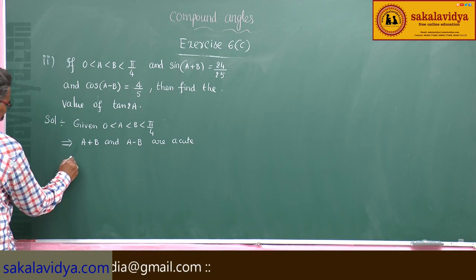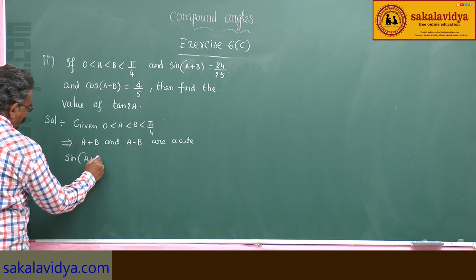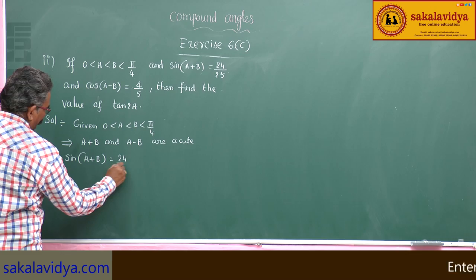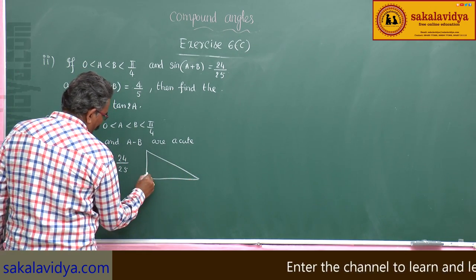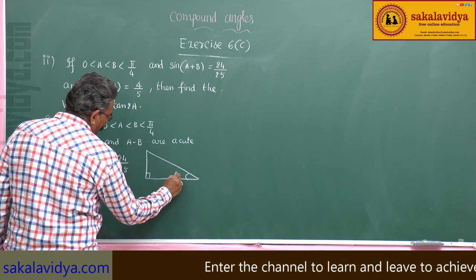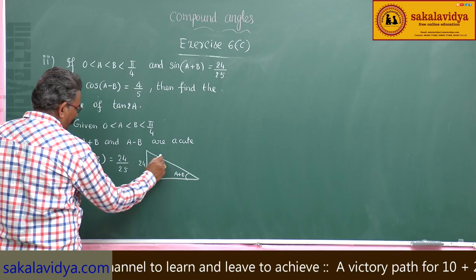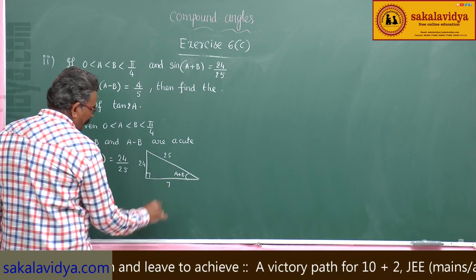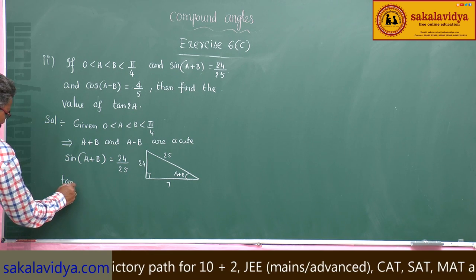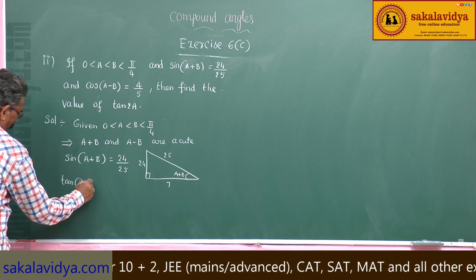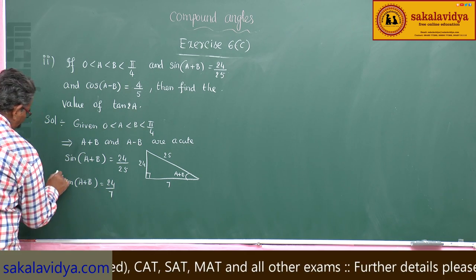So, what is given? Sin of A plus B, that is 24 by 25. Take the triangle. Let us say this is A plus B triangle. Angle is A plus B. This is 24, this will be 25, this will be 7. So, we can write tan of A plus B is equal to 24 by 7.